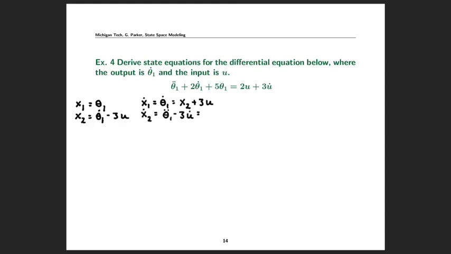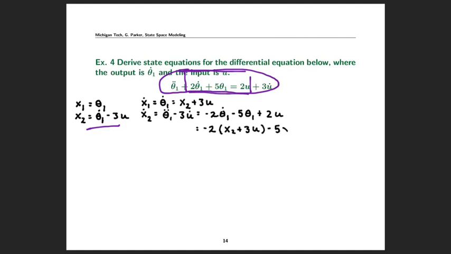Next x2 dot is this. Now I can solve this equation for theta 1 double dot minus 3u dot, and again I get all the stuff here in the square box. Now I have to replace the theta 1 dot with the x2 plus 3u again from this, so that I get this right hand side all in terms of x's and u's. Uh-oh, what did I do? Okay. I'm just going to keep rolling.